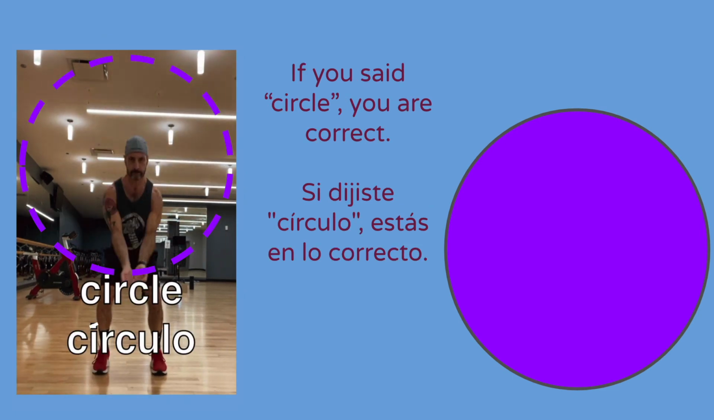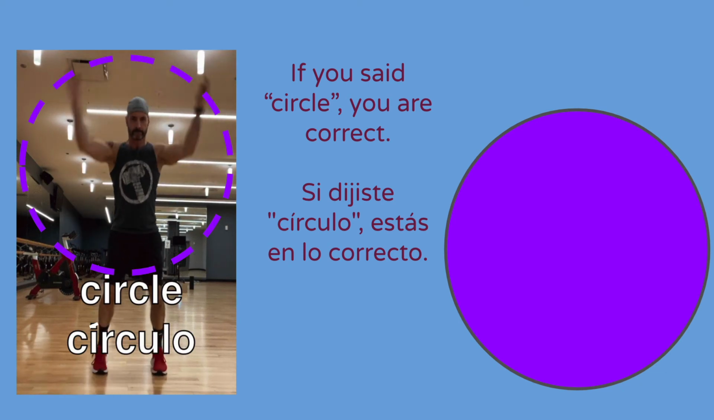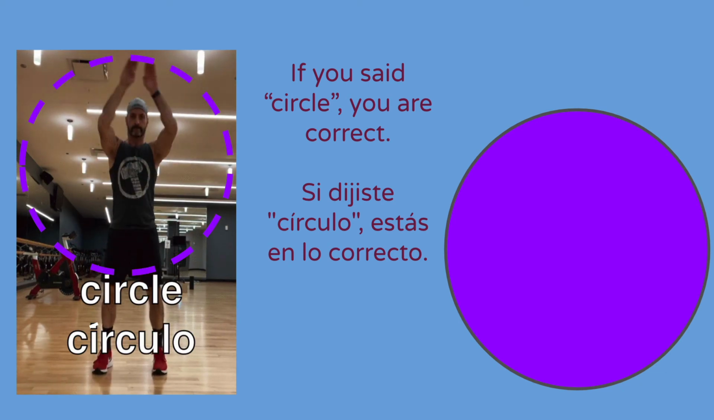If you said circle, you are correct. Si dijiste círculo, estás en lo correcto.